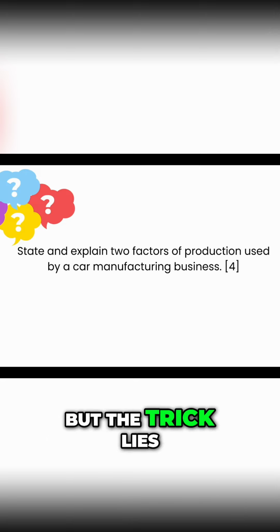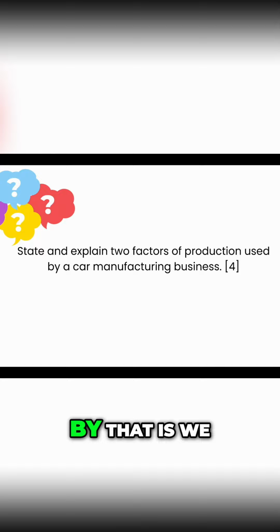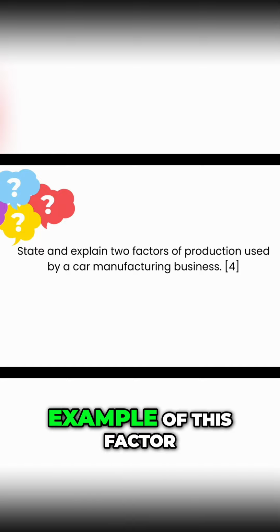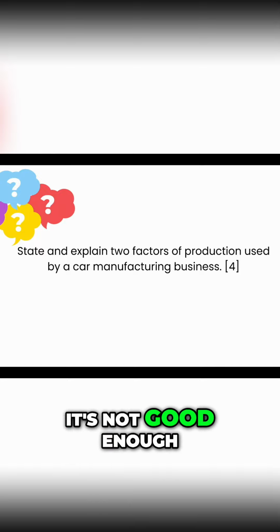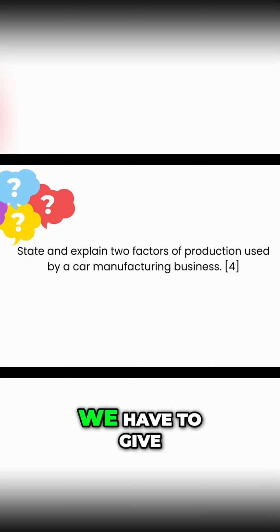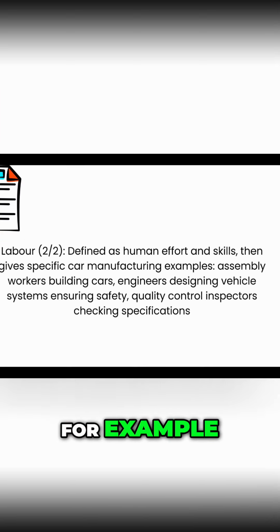But the trick lies in being able to apply. So what I mean by that is we need to give an example of this factor of production. It's not good enough just stating the definition. We have to give an example. Say, for example, we chose labor.